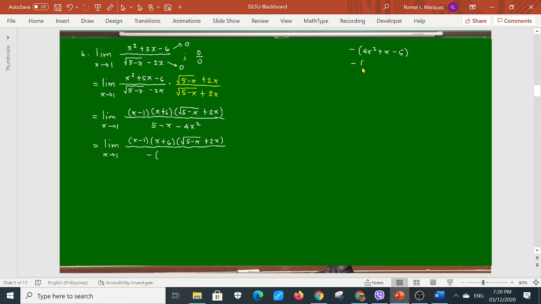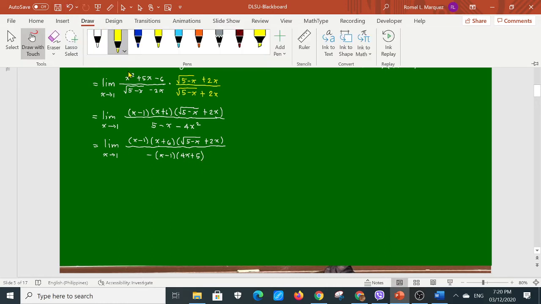This is factorable, and one of the factors is x minus 1, because it makes the denominator 0 when x is 1. So the other factor is 4x, then minus or plus 5. Let's check negative 4, positive 5, so positive x. So negative 5. Okay, so negative of x minus 1, the other factor 4x plus 5. Cancel now that common factor.